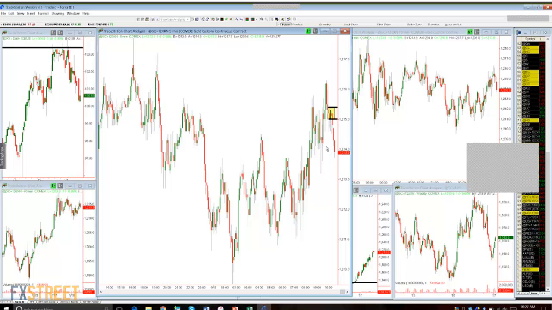Okay. But just above, 1 point higher, 12.15 is that supply. And if you're new to gold and don't regularly trade this market, be careful. Don't just jump into this. This is a big, big money market.